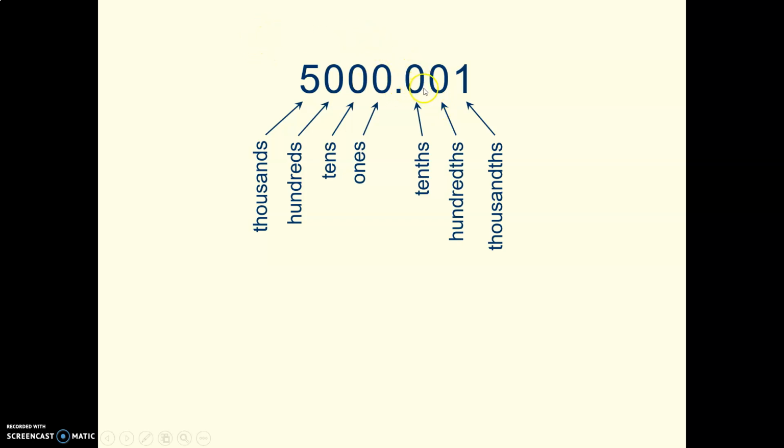So that first number is tenths. If this were 5,000.1, that would be 5,000 and 1/10. If it were 0.01, that would be 5,000 and 1/100th. And here we see 5,000.001. That's 5,000 and 1/1,000th. That last place is thousandths.